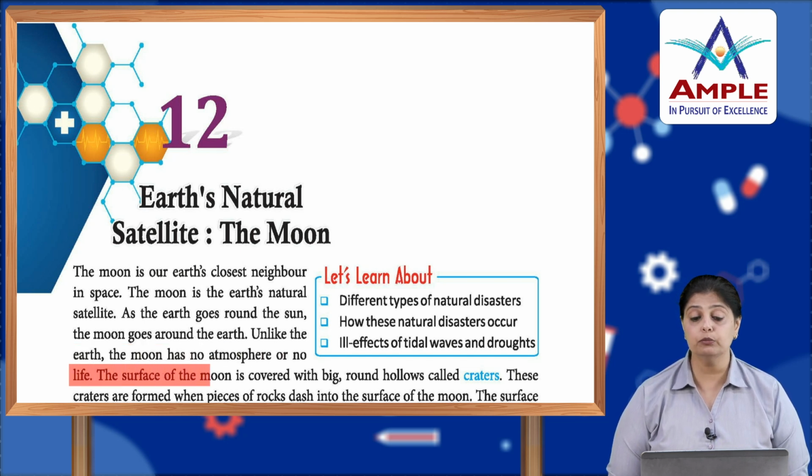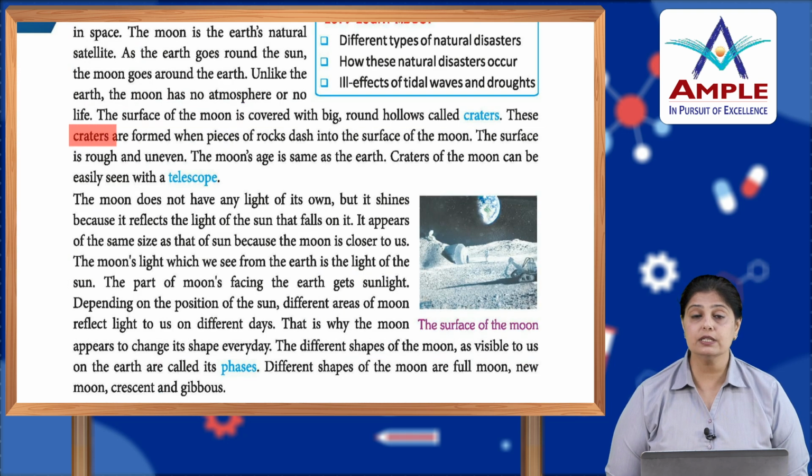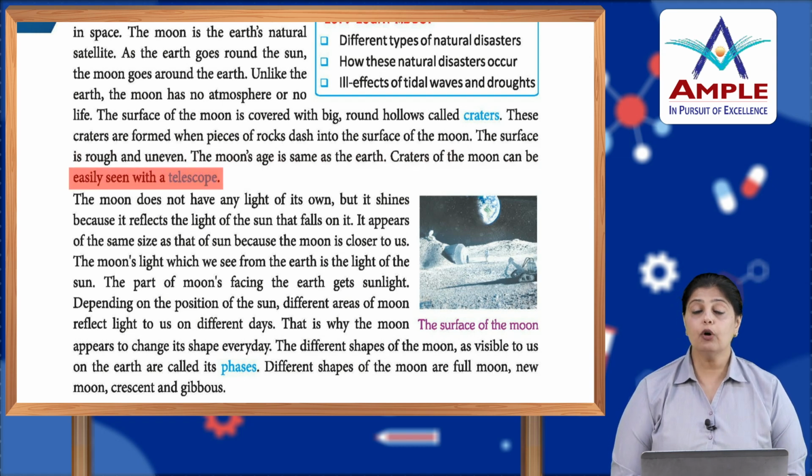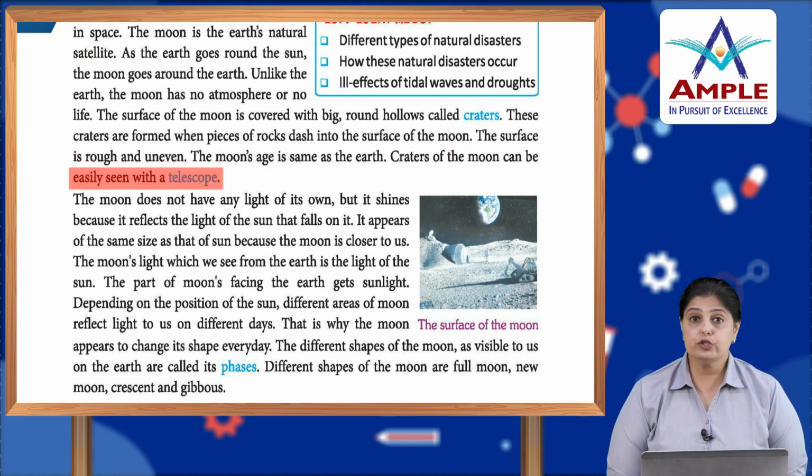The surface of the moon is covered with big round hollows called craters. These craters are formed when pieces of rocks dash into the surface of the moon. The surface is rough and uneven. The moon's age is same as the earth. Craters of the moon can be easily seen with a telescope. So, the moon is very close to the earth.